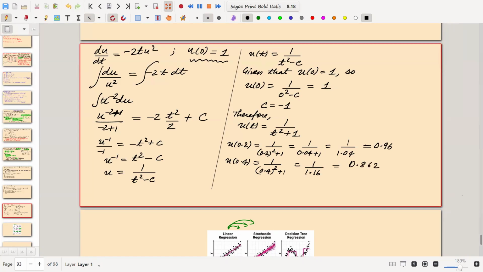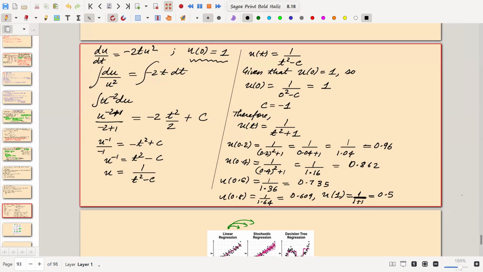0.862. u at 0.6, 1 by 1.36. How much? 0.75. u at 0.8, 1.64. u at 1 is equal to 1 by 1 plus 1, 0.5. Okay.